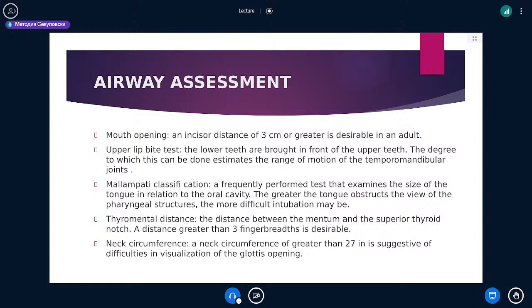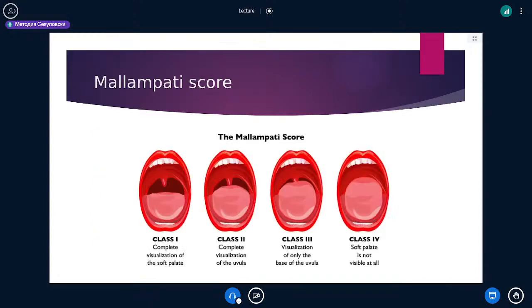is desirable. Neck circumference is important when the patient has some trauma, head trauma, and when the neck circumference is greater than 27, it is suggestive of difficulties with visualization, and we have a problem with the intubation and glottis opening. Here on this slide you see the Mallampati classification again.